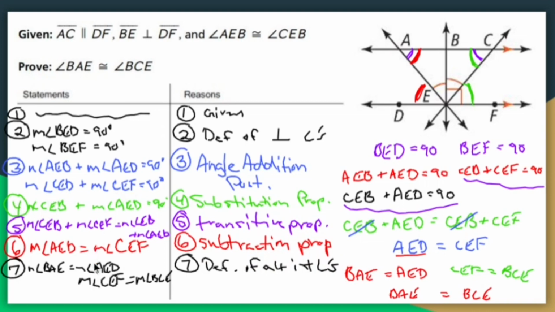And last but not least, since AED was BAE and CEF was BCE, then Bay is before Christ. Sounds like my dating history, right? The measure of angle BAE is the same as the measure of angle BCE, and that was substitution property of equality. Maybe you can get away with transitive for that one. Substitution.